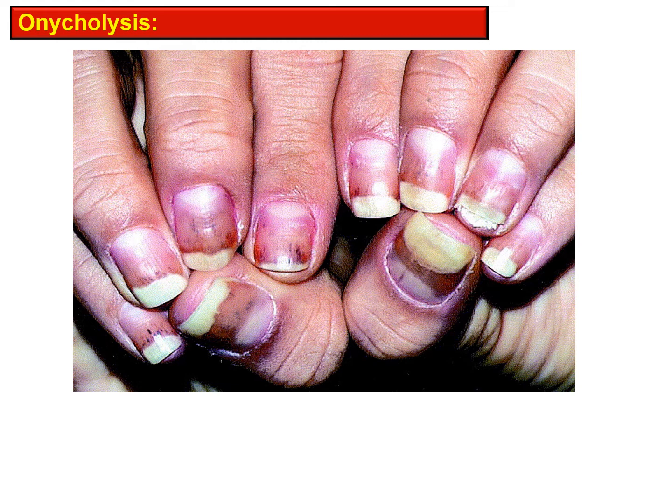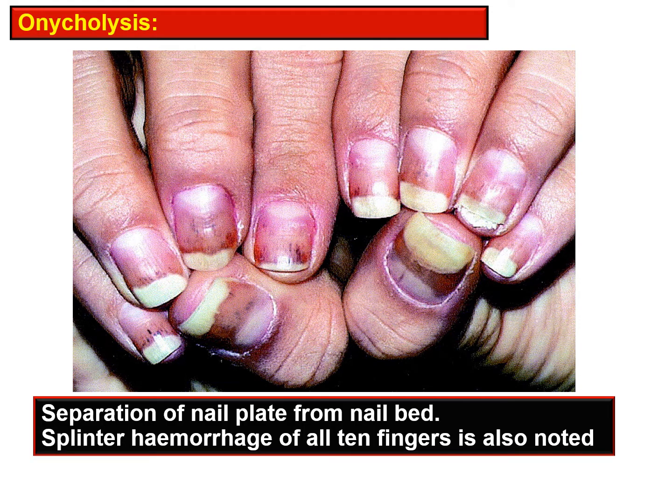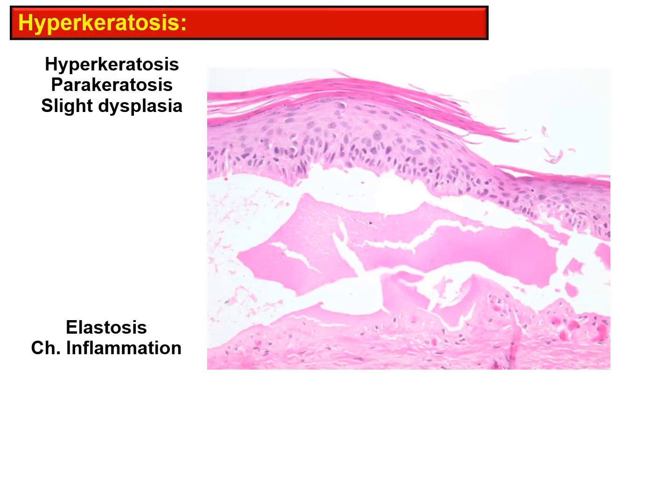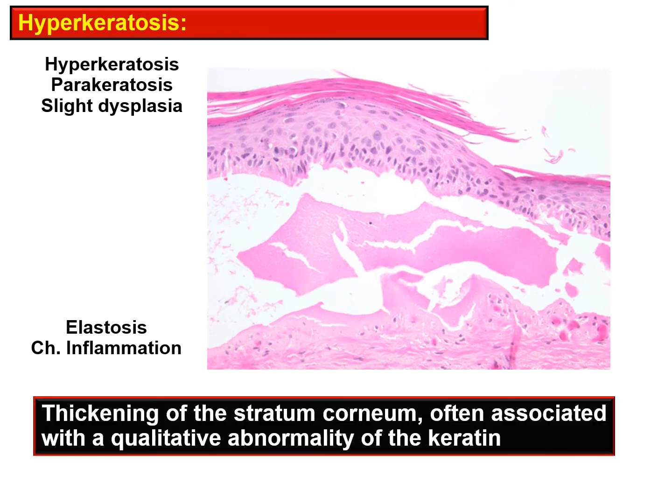Onycholysis. Onycholysis is the separation of the nail plate from the nail bed. Splinter hemorrhages of all 10 fingers are present in this picture. Similarly, some terms are microscopic and they describe specific microscopic morphology. Hyperkeratosis is described as thickening of the stratum corneum, often associated with qualitative abnormality of the keratin.